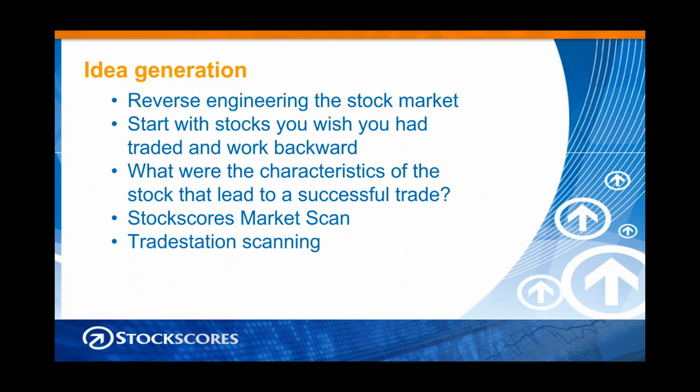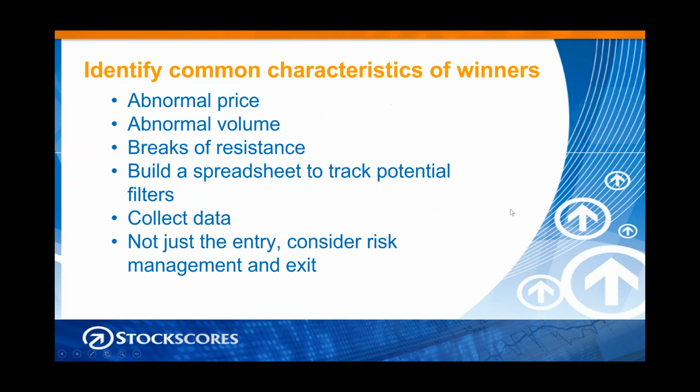All right, so moving on to where we were, this TradeStation scanning. What are the common characteristics of winners? That's what we're trying to do. And it could be short sells, it could be buys. We're looking for situations where there's abnormal price, abnormal volume. For example, I was looking for breaks of resistance. And what I begin to do is to build a spreadsheet to track potential filters.